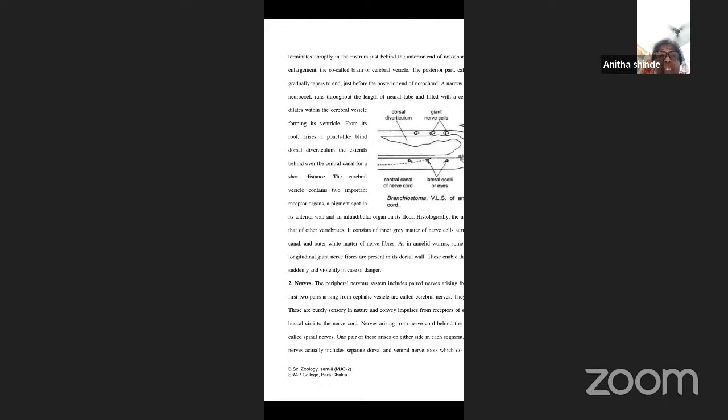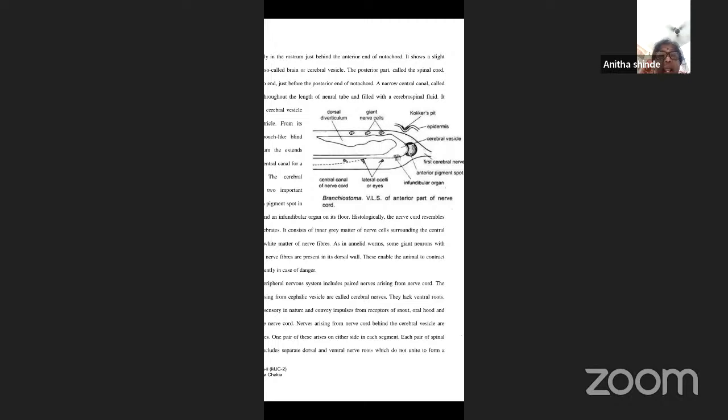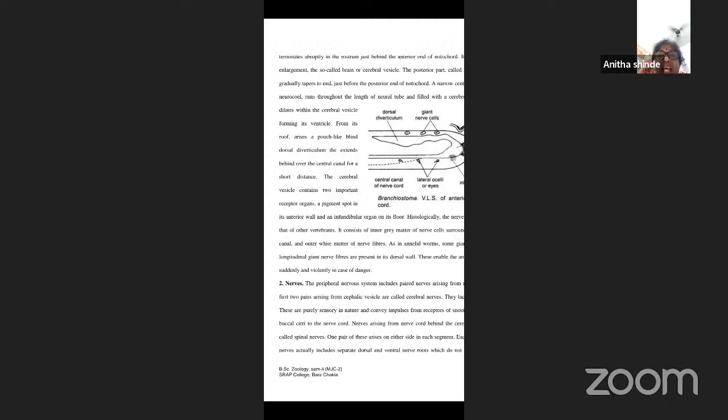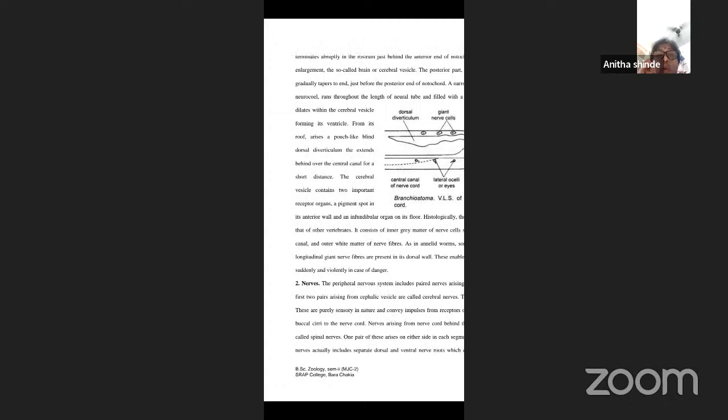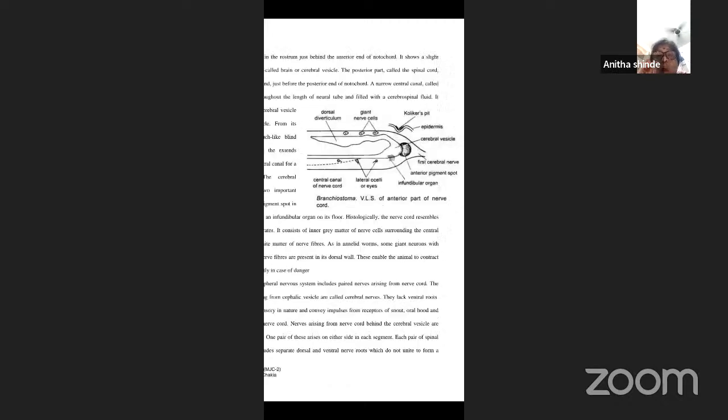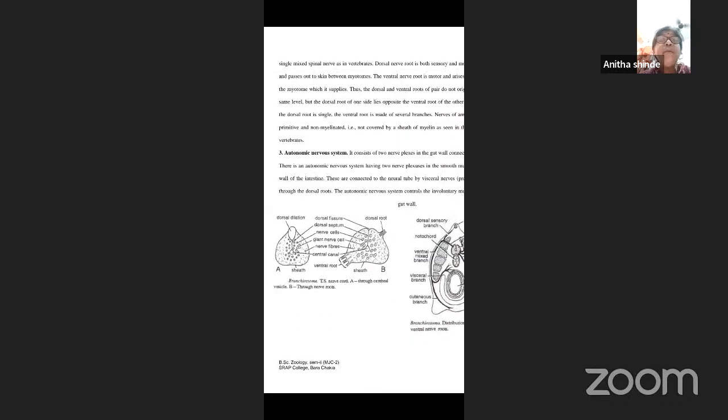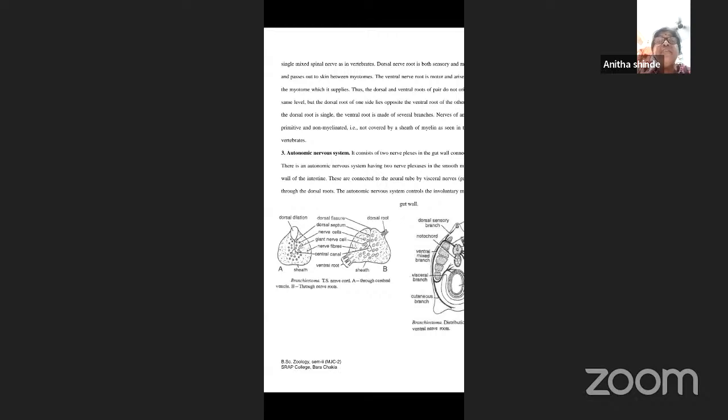They lack the ventral roots and they are purely sensory in nature, and they convey the impulses from the receptors of the snout, oral hood, and buccal cirri to the nerve cord. The nerves that arise from the nerve cord behind the cerebral vesicle are called the spinal nerves. One pair of these spinal nerves arises on either side in each segment, and each pair includes separate dorsal as well as ventral nerve roots, which do not unite to form a single mixed spinal nerve as you see in the vertebrates.